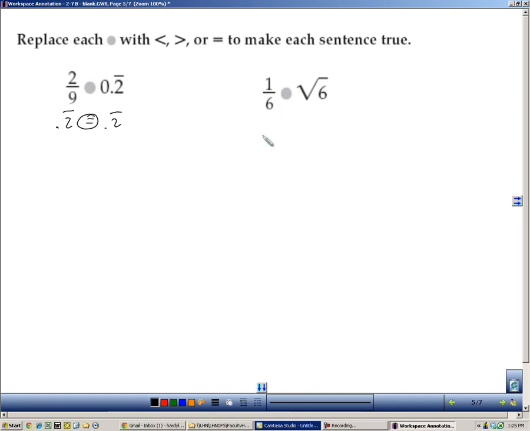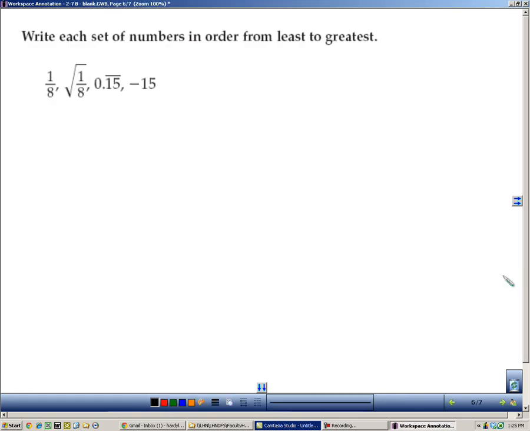How about 1/6? If you put 1/6 into a calculator, you're going to get 0.16 with the 6 repeating. And then if you plug the square root of 6 into a calculator, you're going to get 2.44, and then it goes on, but I'm going to round it here. Actually, it rounds to 2.45. So which one of these is bigger, 0.16 or 2.45? Obviously the 2.45 is, so we replace with a less than symbol. The point is, if you're going to compare two numbers, you have to write them in the same way, and usually the best way to write them is decimals. Here's another example of this.